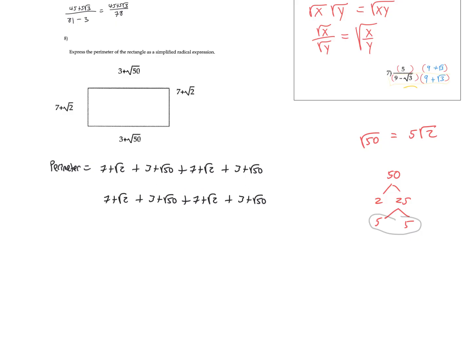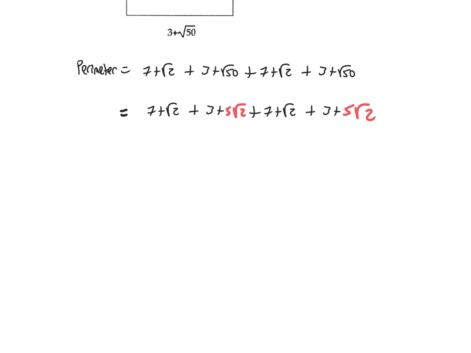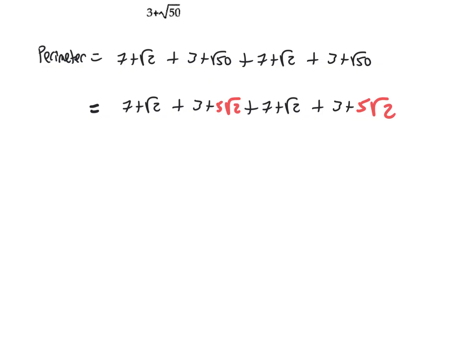We can replace all the radical 50s with what we just said, right? 5 radical 2, 5 radical 2. And you might be wondering, well, why did we do that? I mean, that seems like a lot of work for nothing. But it's not, because now this can get combined with this.